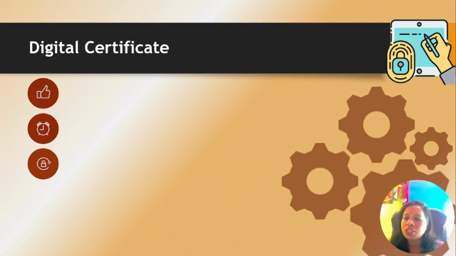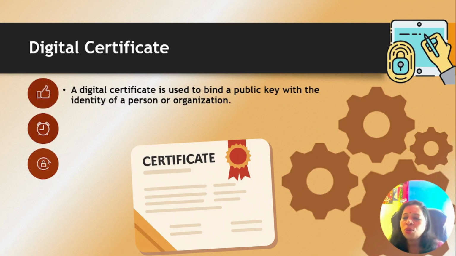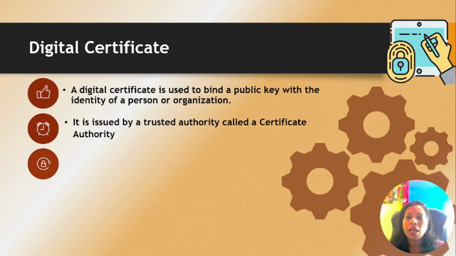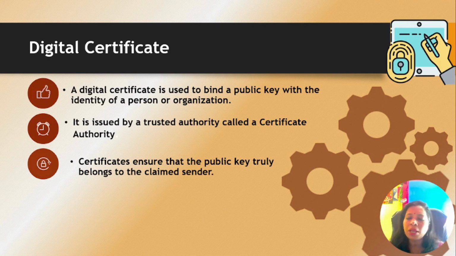Now let's discuss what is a digital certificate. So now one important question arises: how do we trust the public key of the sender? A digital certificate is the answer. The digital certificate is issued by a trusted organization called a certificate authority, and this binds the public key with the identity of the owner. So when you open a secure HTTPS website, your browser verifies its digital certificate before establishing a secure connection.